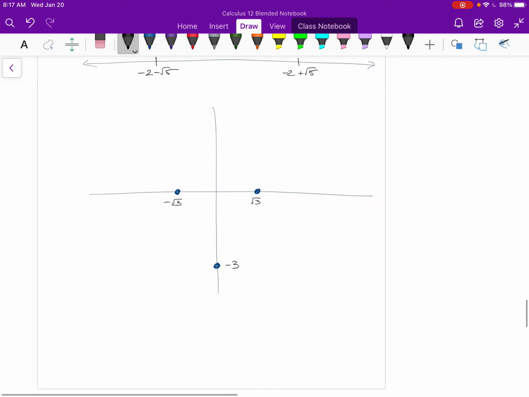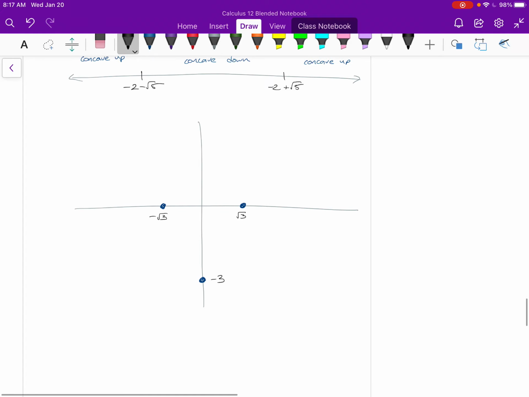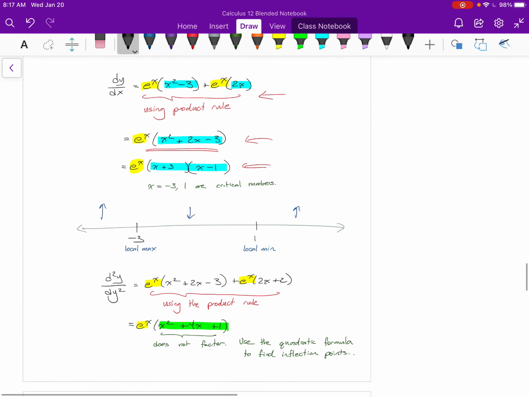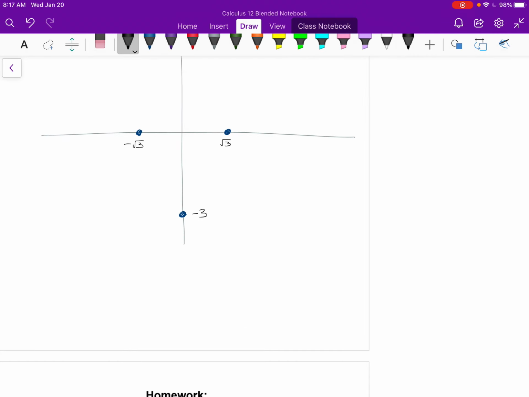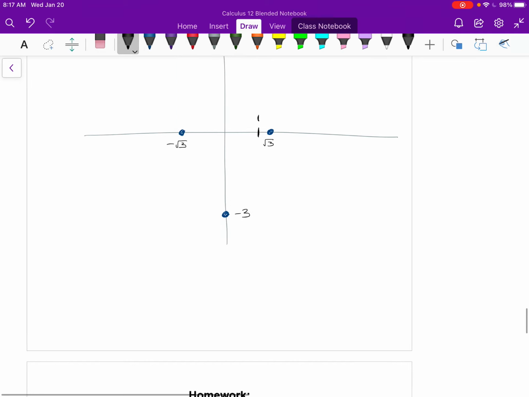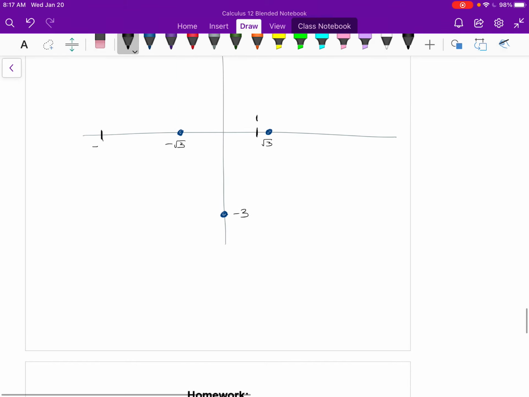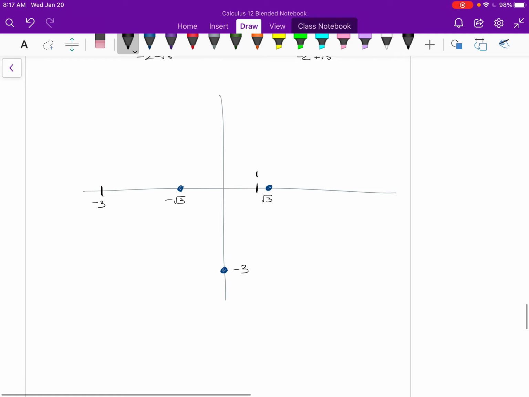I know at negative 1, and where was it? At positive 1 and negative 3, I have some critical points. So positive 1 I'll start with. Positive 1 is a little bit less than root 3, so about right there. At that point, I have an absolute min when x is positive 1. And at negative 3, so let's say over here, I have an absolute max.